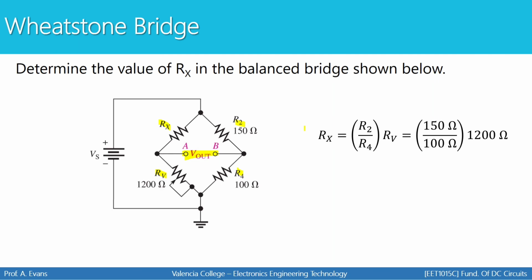So in this case, the important information about a Wheatstone bridge is this relationship right here. Rx is R2 over R4 times RV. So you can figure out what Rx has to be by using this relationship here. Rx comes out to be 1800 ohms. And that's really all you need to know about Wheatstone bridges for now. Just know that this general relationship is used between all of the resistors in the bridge. And that's the end of this video.